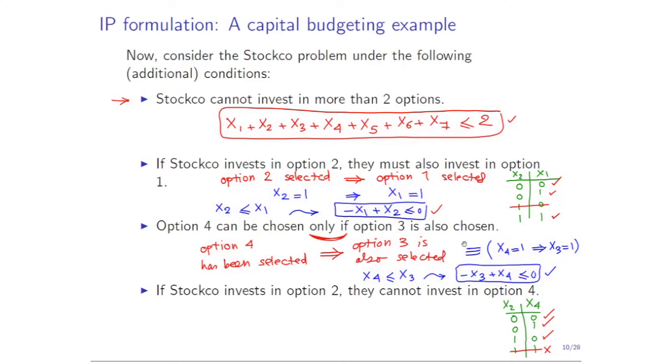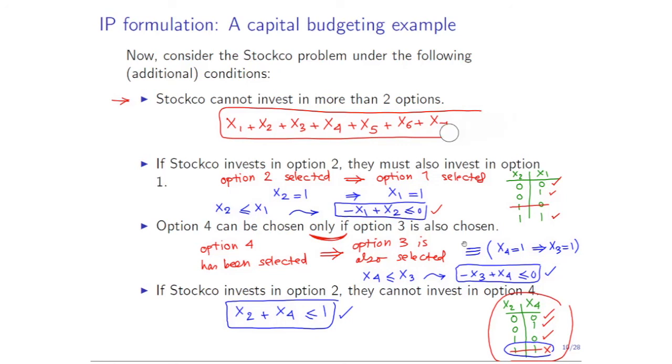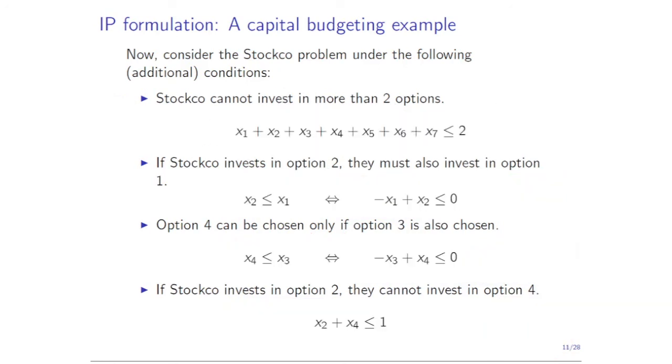So what is the mathematical relation between x2 and x4 that represents the possibilities here? What this table tells us is that as long as the summation of x2 and x4 is less than or equal to 1, we are fine. The only violation happens when both of them take on a value of 1. So this is the constraint that we have to incorporate into our formulation to cast this condition. I have the solution on the next slide. Okay, here is the solution.